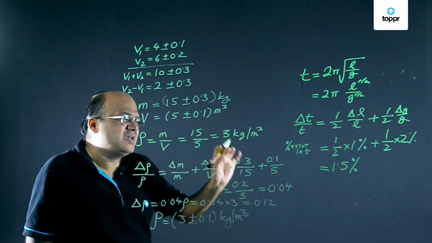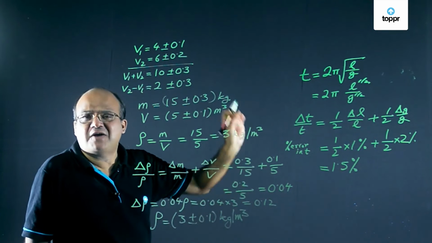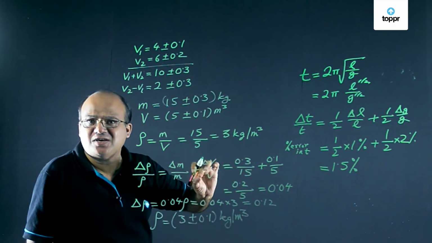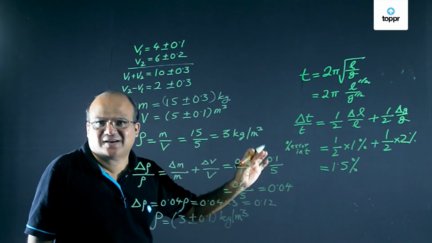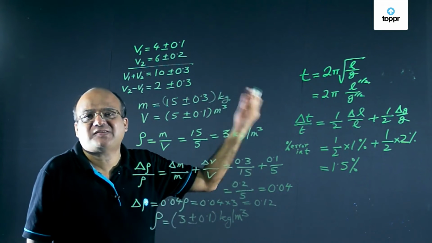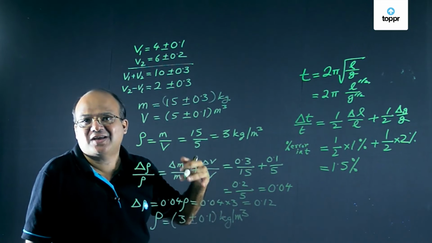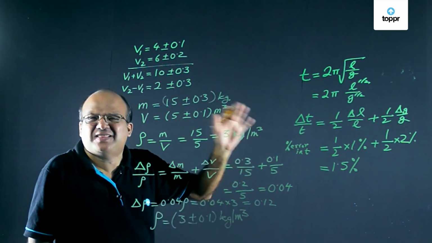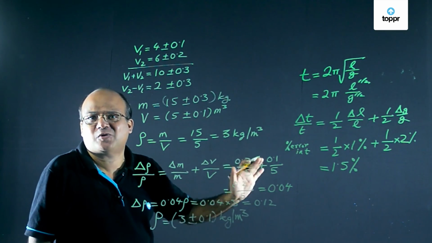That's all. In multiplication or division, fractional errors are added. In addition or subtraction, absolute errors are added. And whenever powers are there, those powers become coefficients in the terms involving fractional errors. That's all that is there in errors. Errors are very simple to handle.